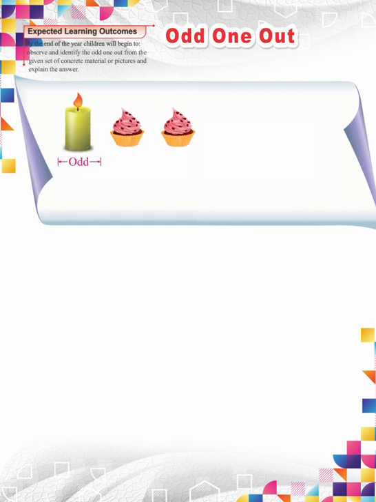Odd means different. In this lesson, you have to find out the one different object out of many. Look at this picture. There are two pastries and one candle. The two pastries look similar, but the candle looks odd or different.